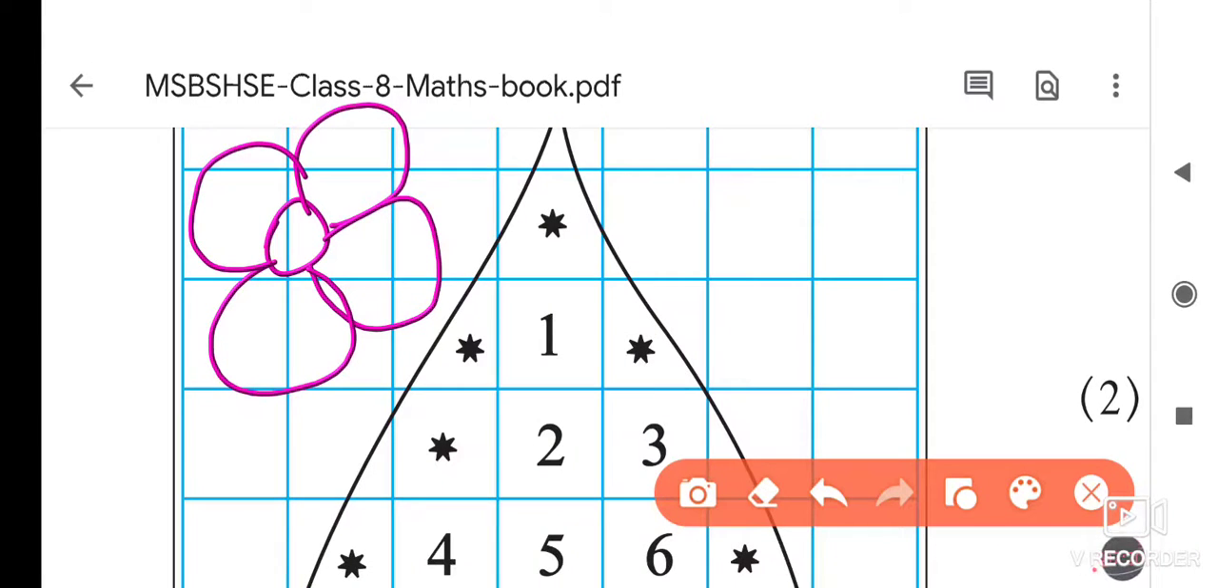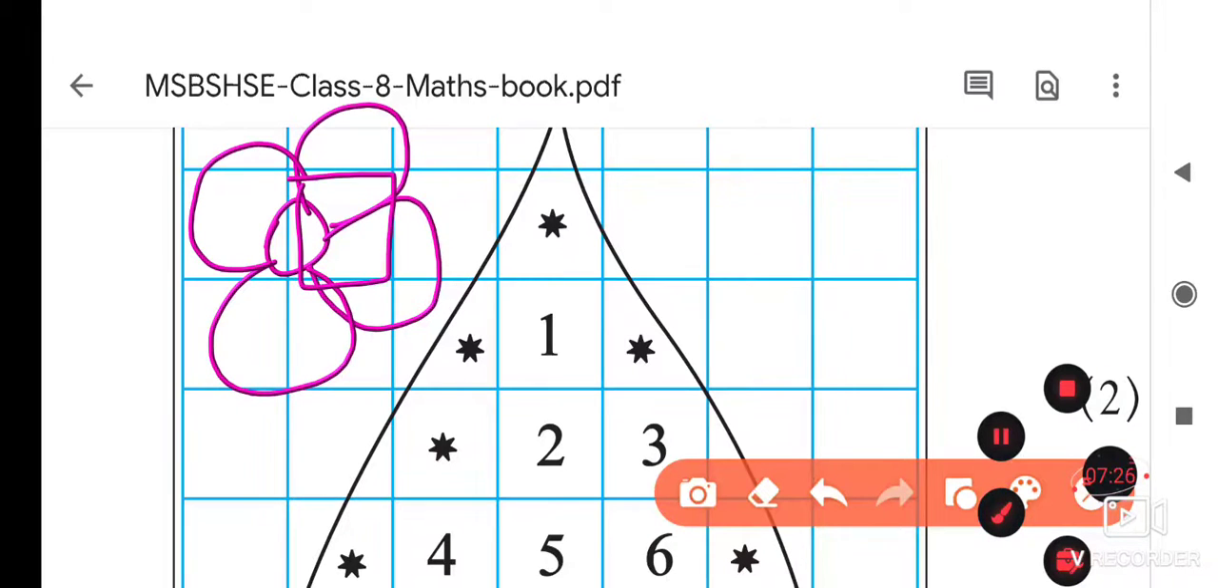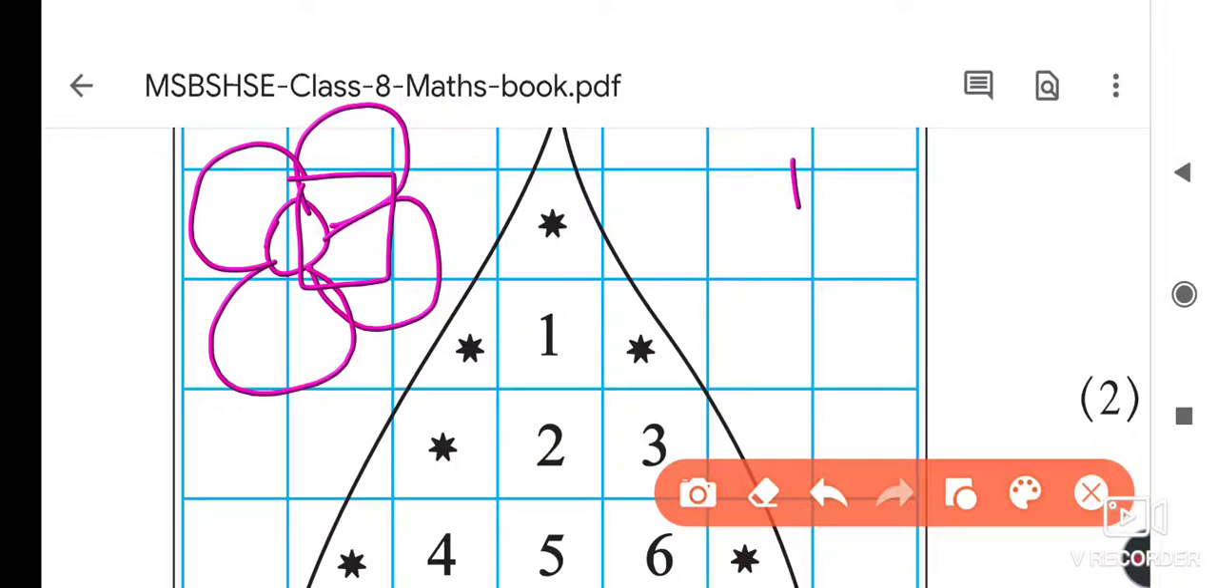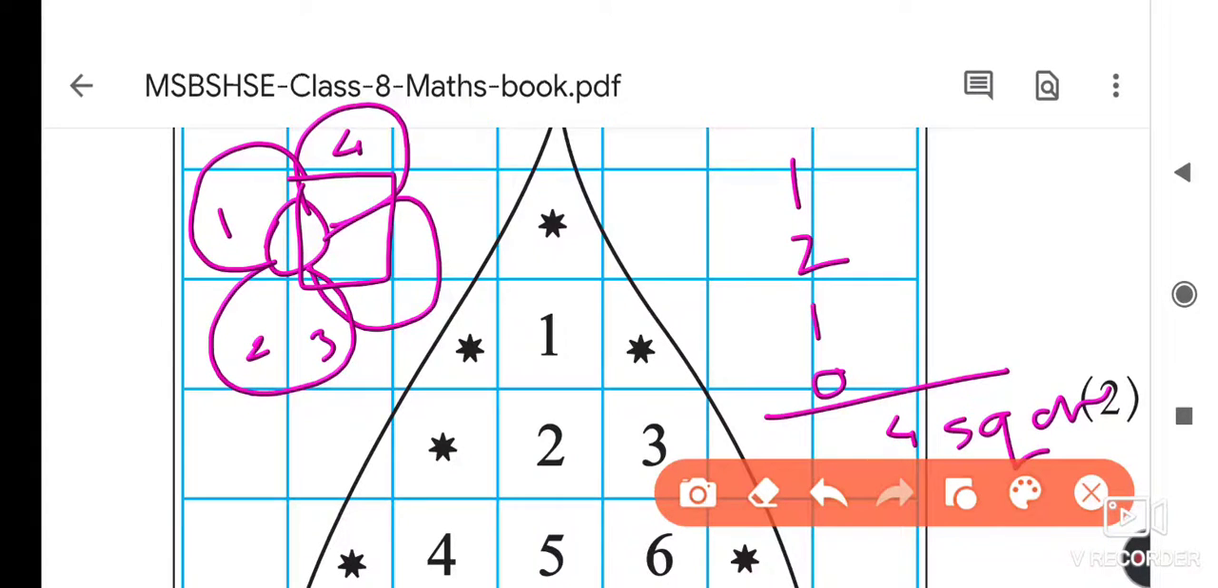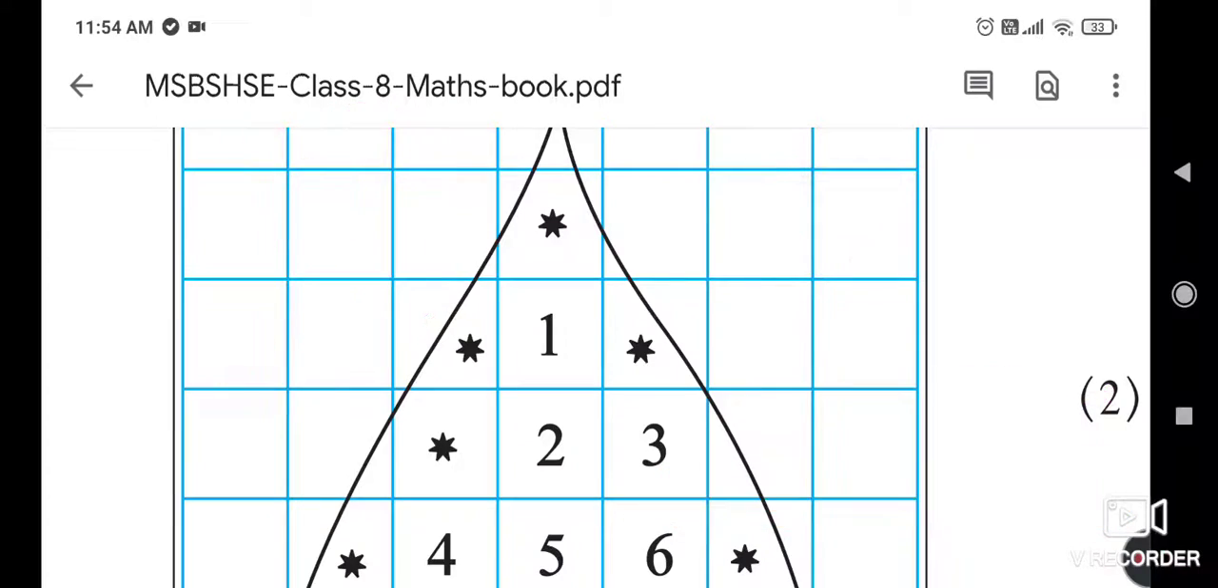So I drew this flower again. Here, how many complete squares are there? 1. Then half, how many are there? 1, 2, 3, 4. More than half, how many are there? 1 and 2, that we are considering. And half, how many? Only 1 is there. Less than half we do not consider, we take it as 0. So the total area of this is 4 square centimeters. In this way we have to find the area of an irregular shape.